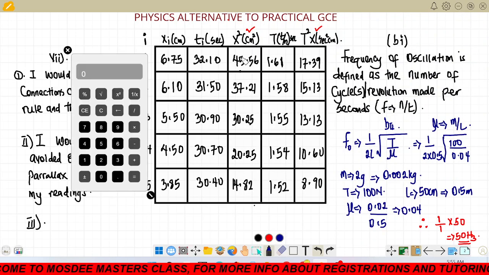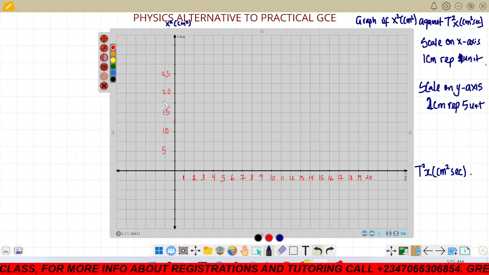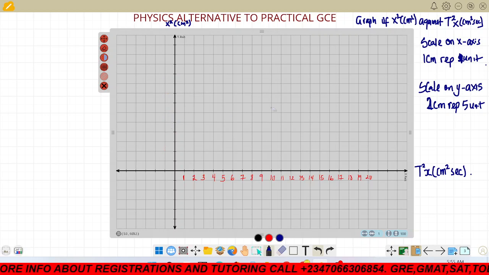I'm plotting a graph of 45.56 against 70. So when y is 45.56, now look at what we're talking about. Oh, that means I cannot even use this, because I'm having 45. So let me just use 1 centimeter to represent 5 units, not 2 centimeters.